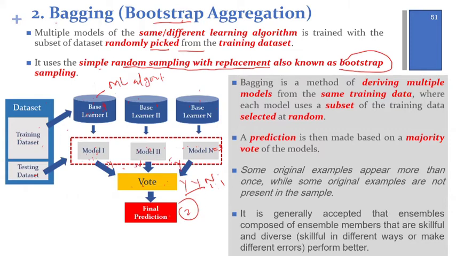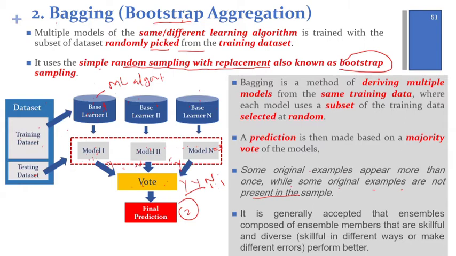The general thing to know is that in bootstrap aggregation, some original examples appear more than once, while some original examples are not even present in the sample. That is it, because it is with replacement. Once you pick an example to participate in that particular sample, you return it immediately. It has the same equal probability as others of being picked again a second time.